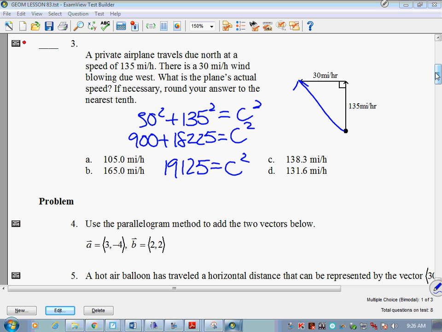Okay, what's my final step here? Square root of 19,125 comes out to 138.3 miles per hour. Okay, it's not too bad, right? So what we actually find is that if he's traveling due north and that wind is, even though it's pushing him west, it's actually increasing his speed, right? It's actually increasing his speed by 3.3 miles per hour, even though it's pushing him from the side.